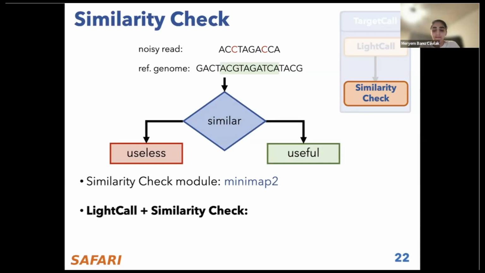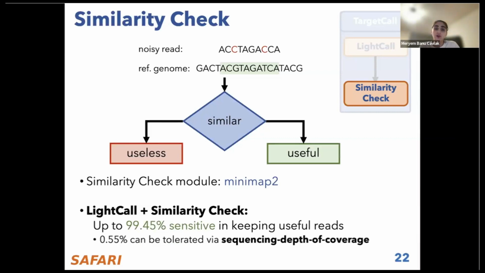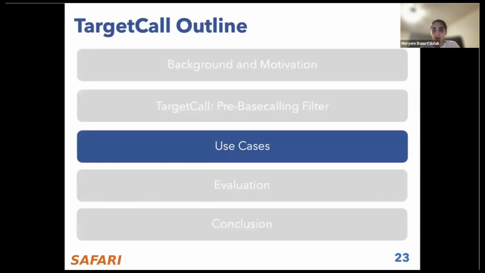And we show that if we use similarity check, which is like Minimap2, on the reads that are coming from LightCall, so on the reads that are base called in a noisy way, we can still achieve very high sensitivity in keeping useful reads. So Minimap2 can tolerate the erroneous bases coming in the noisy read. And we further show that this 0.5% loss of the useful reads can be tolerated because we have high sequencing depth of coverage in our data set.